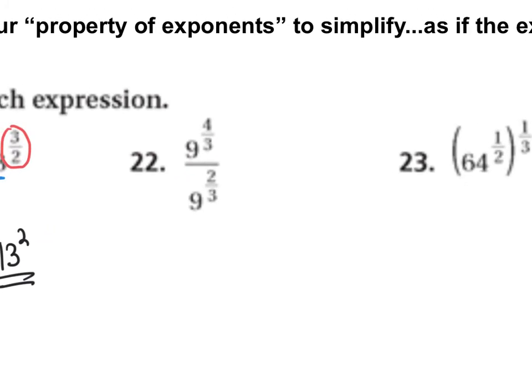What if our bases are the same? Bases are the same, and I'm dividing. It says take the top, subtract the bottom. Right, so it's really rewriting the base and you're going 4/3 minus 2/3. So if I did that, it's going to be 9 to the 2/3 power. Right, then we could do something with it.